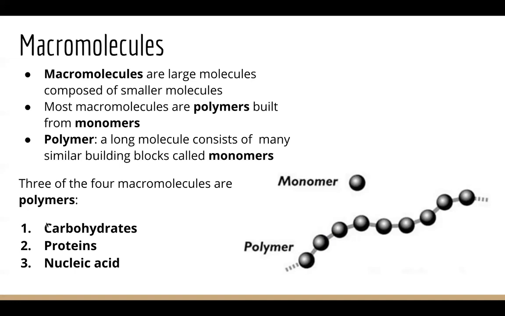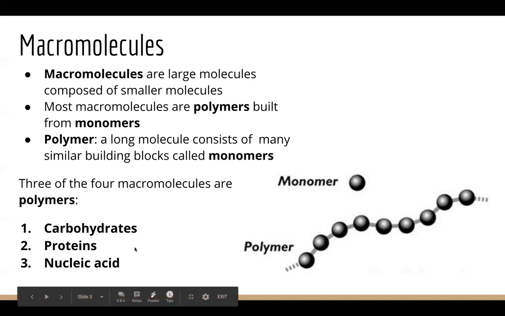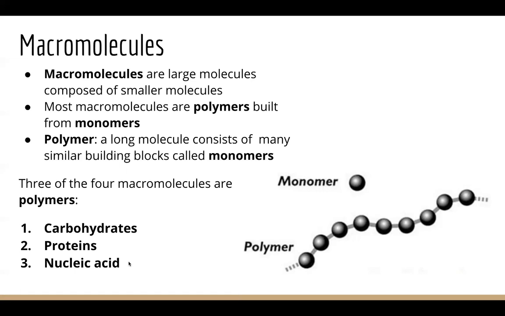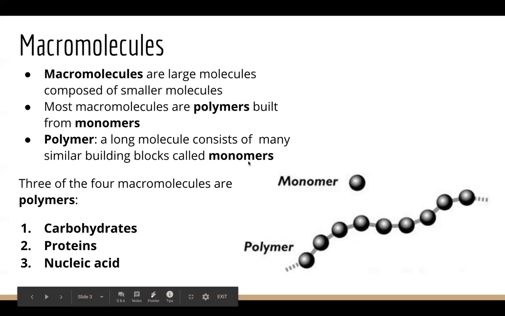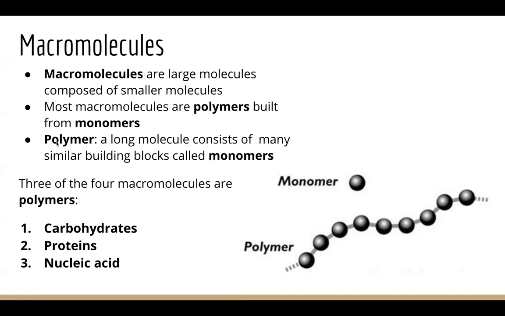Three of the four macromolecules are actually polymers, and they are carbohydrates, proteins, and nucleic acids. The point that I want to make here is that a lipid is not a polymer because it is not made up of monomers. Just a quick summary: a monomer is a building block of a polymer. Monomers build up polymers and they make polymers.